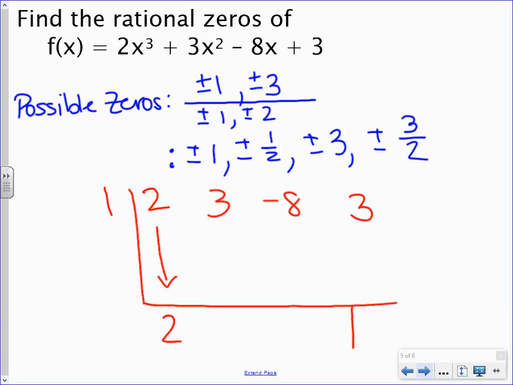Drop down the 2. Add to get 5. Add to get -3. Well, look at that, Will. You were right.